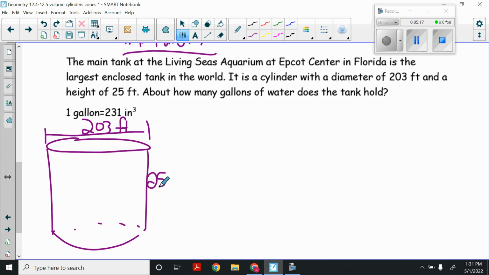The very first thing I want to do is find my radius. So my radius is 203 cut in half, which is 101.5 feet.